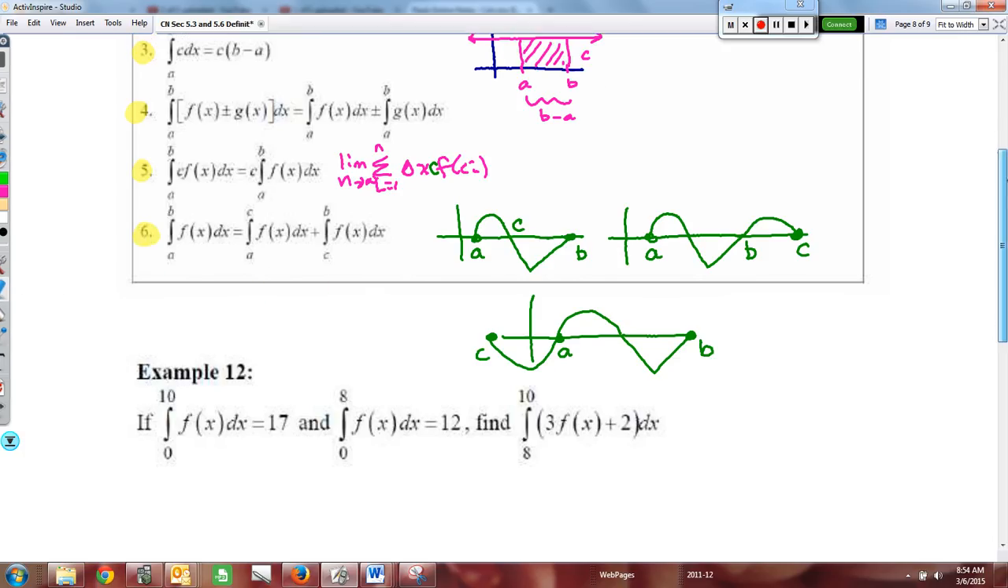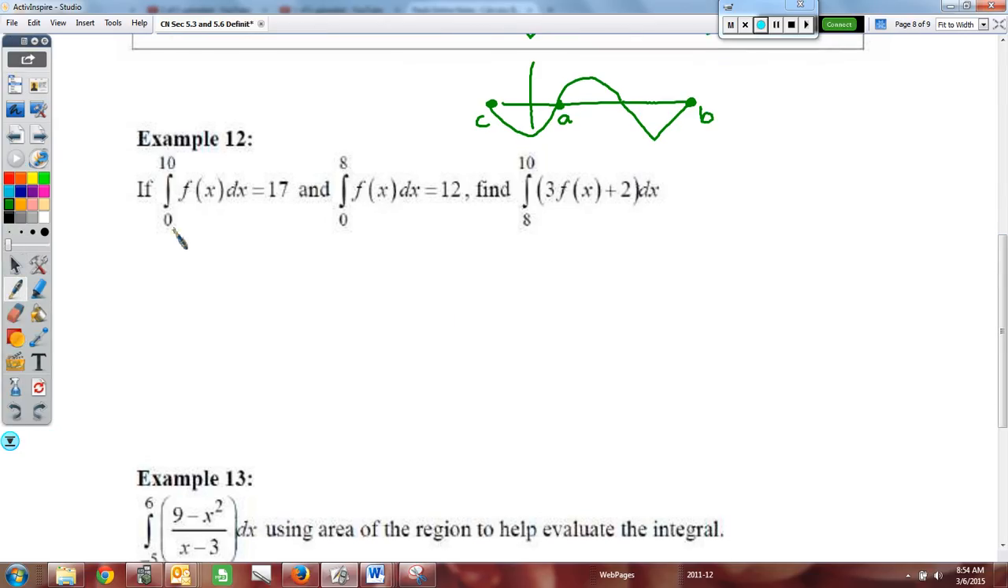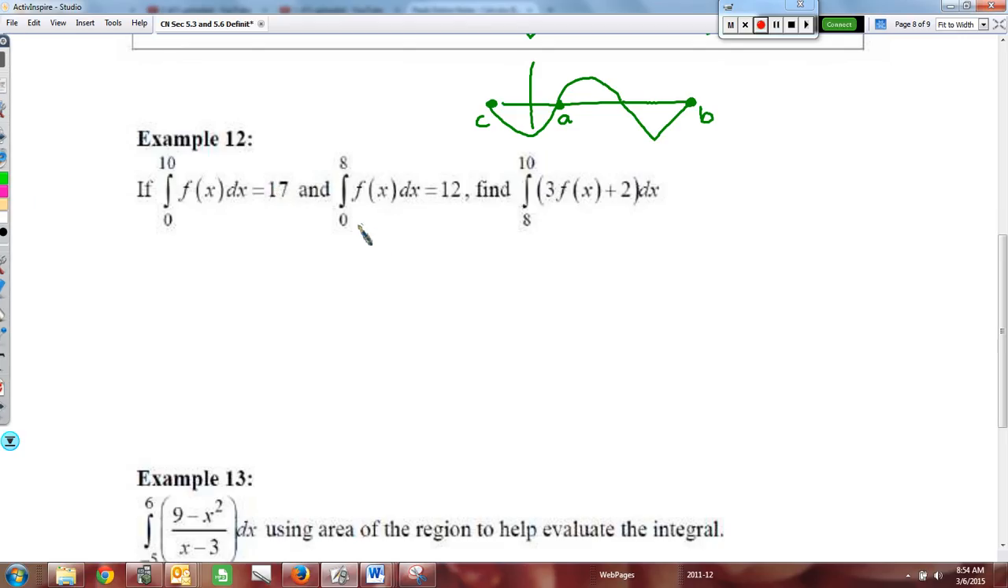So you'll start to see some things where they give you certain intervals. The integral from 0 to 10 is 17 and from 0 to 8 is 12, and then they want you to find 8 to 10. So they're just playing on the trick that if I want to go 8 to 10, and I've also got some things going on in here of 3f of x plus 2 dx, the first thing I'm going to do is apply the properties. I can distribute the integration over the sum and I can pull the constant out.